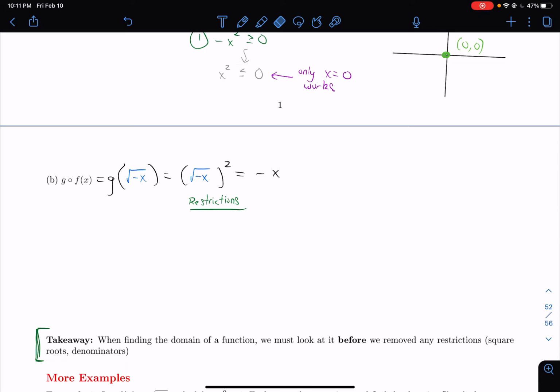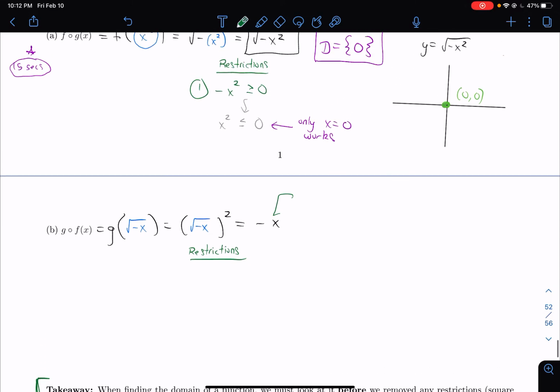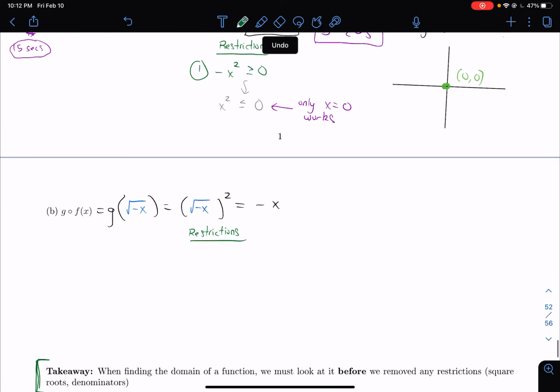So like if I look at the very last step, where I have, let me go to draw mode, where I have this negative x. Well, the restriction that used to be there in the previous step, which had the square root in it, well, that square root has disappeared. So I have to be looking at the step where the square root is still there in the problem when we identify the restrictions. Okay, so let's look at that step.